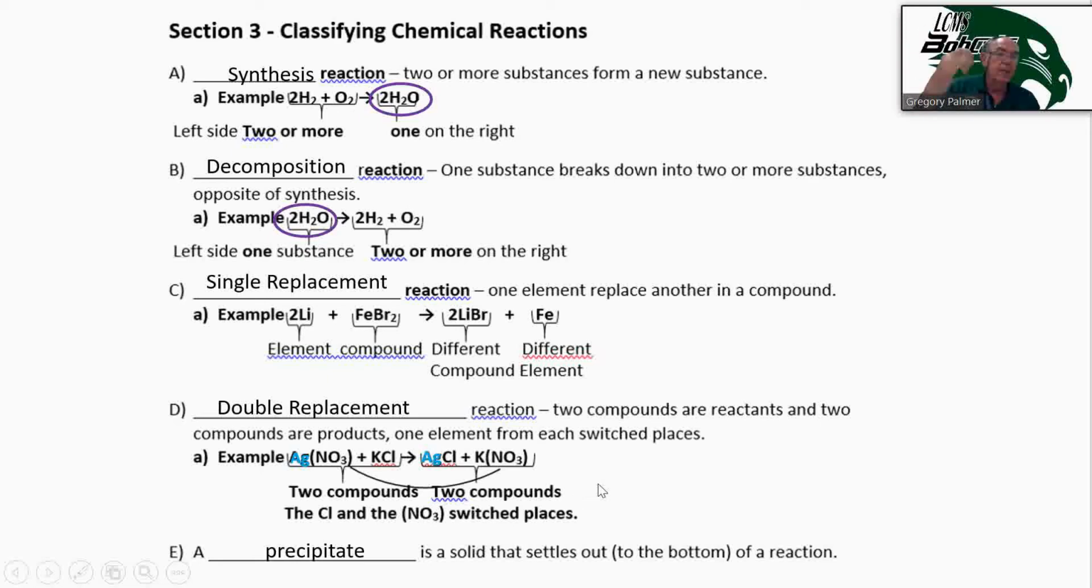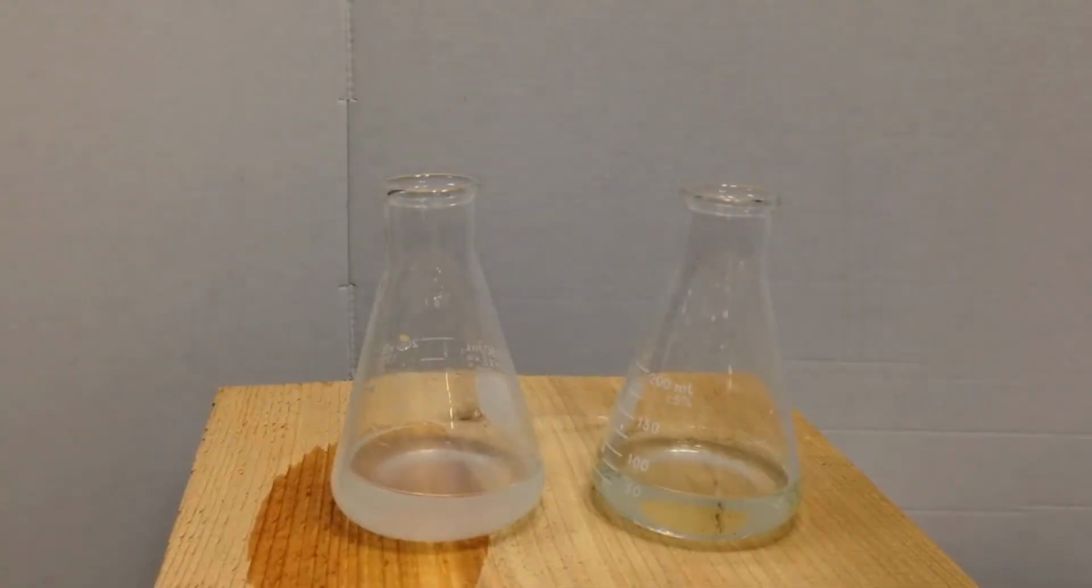And then the last thing is the formation of a precipitate. Sometimes when these reactions happen, they make a solid, and then the solid settles out at the bottom of the reaction, and that's called a precipitate. Like rain is precipitation. Now, a precipitate is when a solid comes out of the solution, because we're going to do a double replacement, or something called a metathesis reaction.